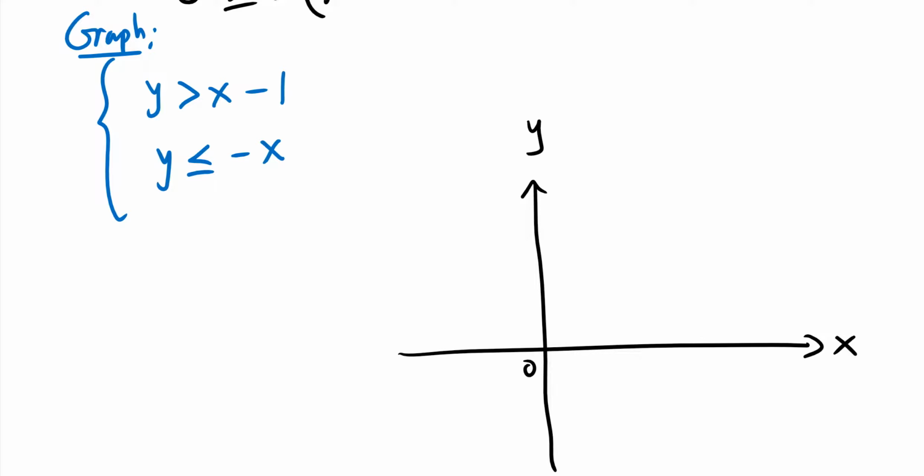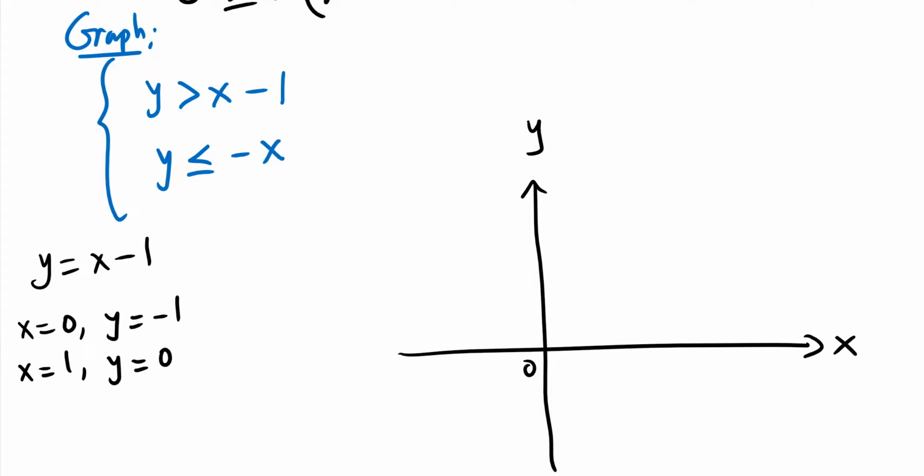I always label the xy, the origin, and put the arrows. For the first one, always take it this way. If you take x equals 0, y would be negative 1. If you take x equals 1, y would be 0. So I get a point here, 0, negative 1. The other point, 1, 0. And it must be a dotted line.